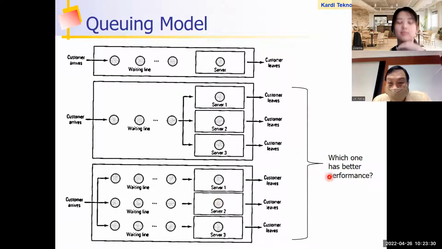So again, better performance in terms of what? This is tricky.